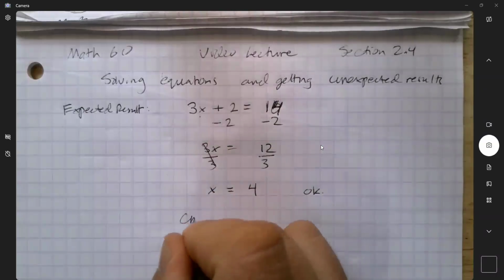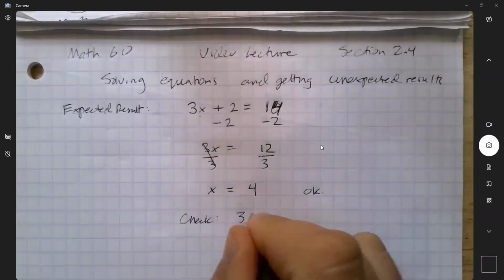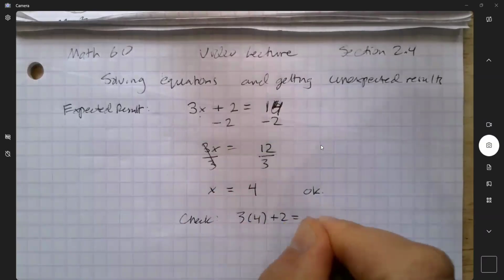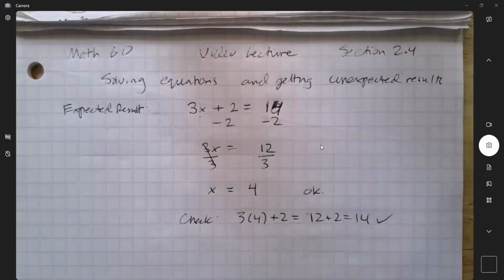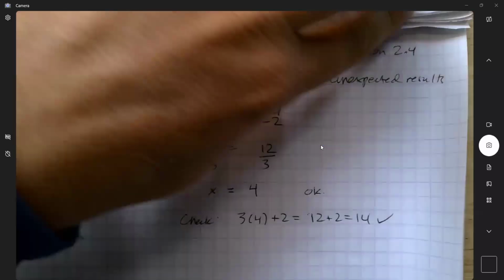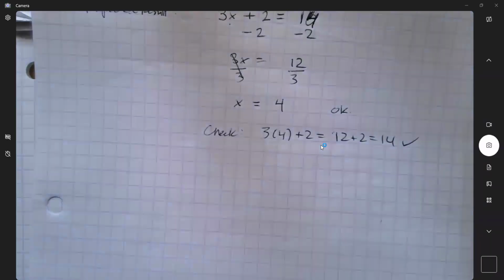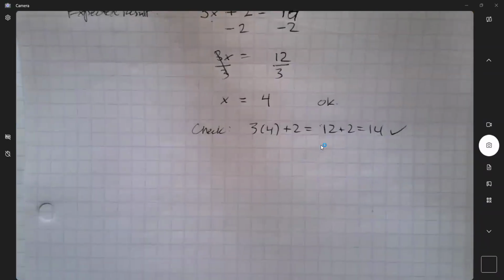And then I check. 3 times 4 plus 2 is 12 plus 2, which is 14. Okay, got it. So that's an expected result. We have an equation, we solve it, we get an x value. But sometimes when we try solving equations, we get unexpected results.